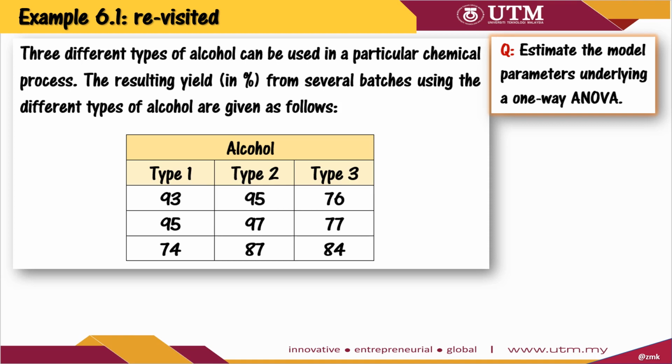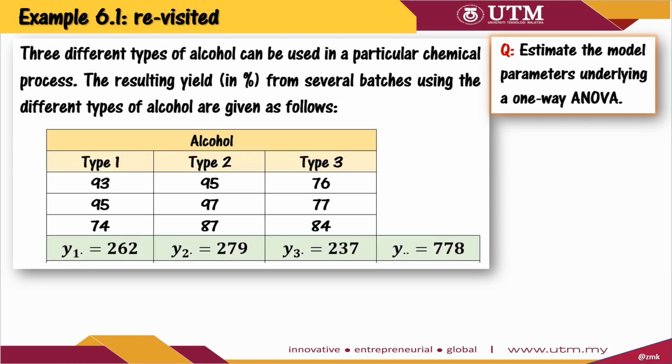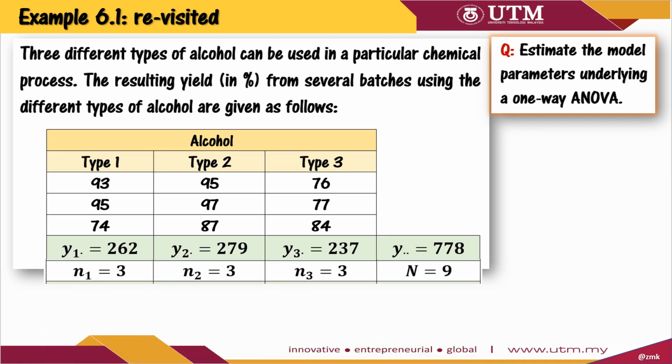Therefore, what you need to do first is to get the level total denoted by yi dot for all i equal to 1, 2, and 3 listed as follows. Summing up the level totals, you can see here that the grand total denoted by y double dot can be found to be 778. Next, you may want to identify the sample sizes from each group like this. Again, notice that all sample sizes are equal, so we have an equal sample sizes case in this example.